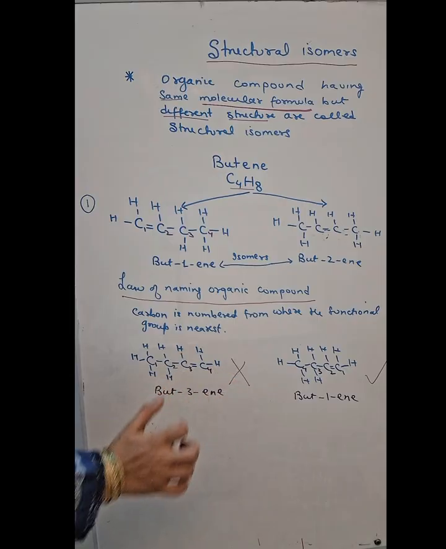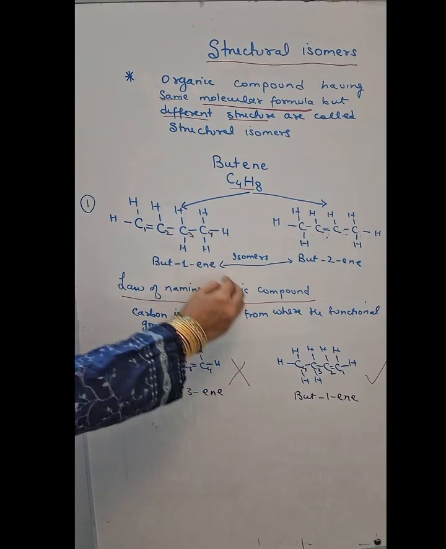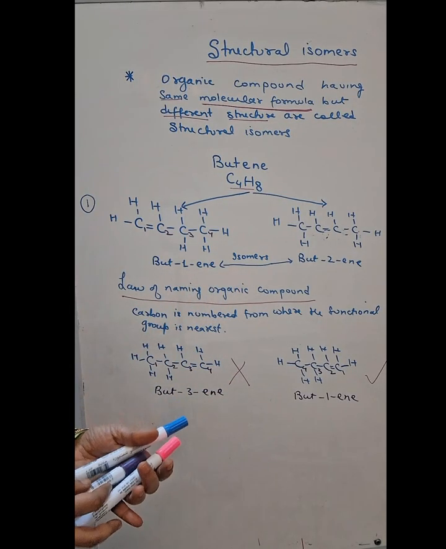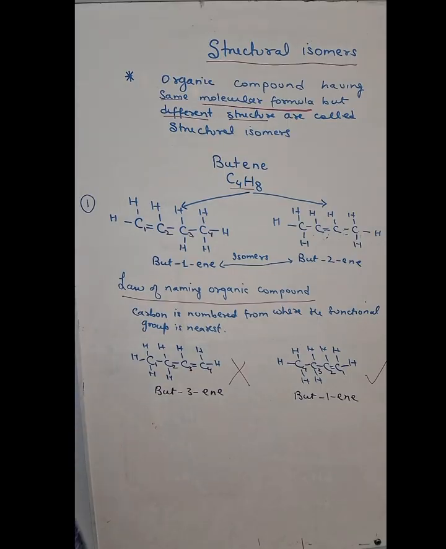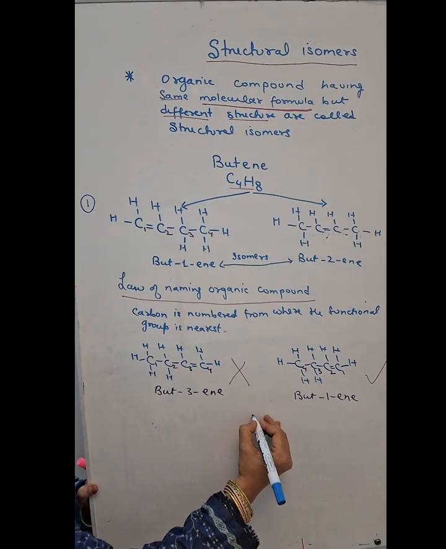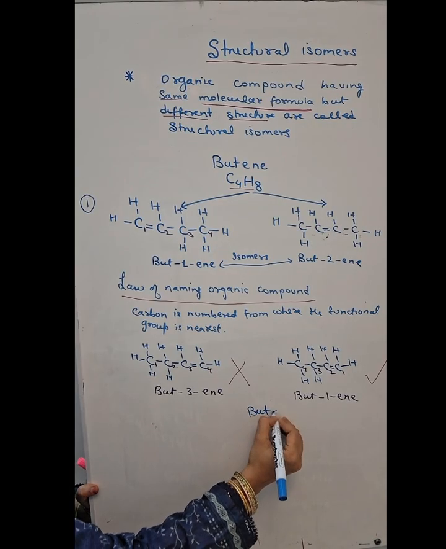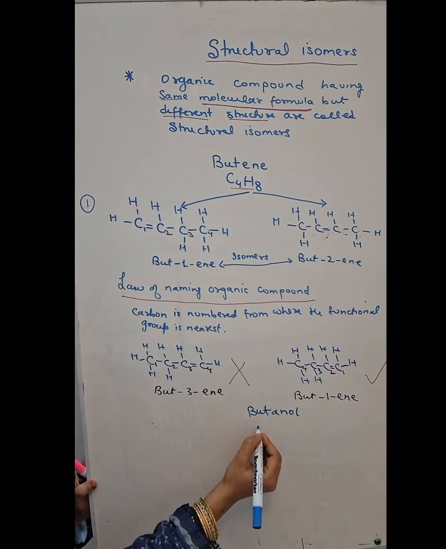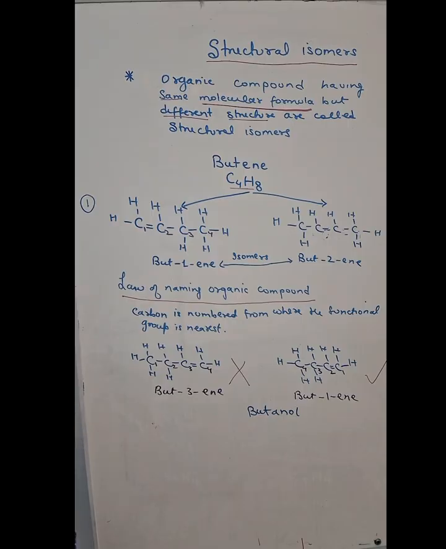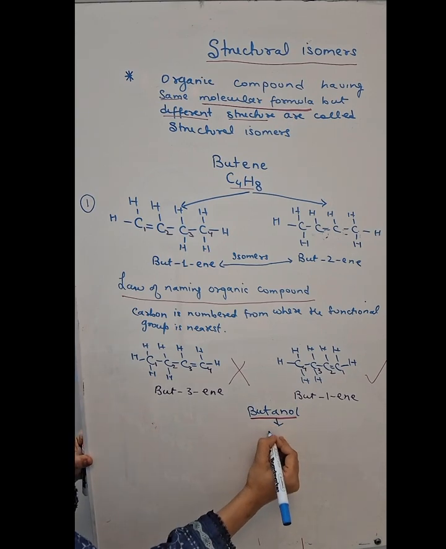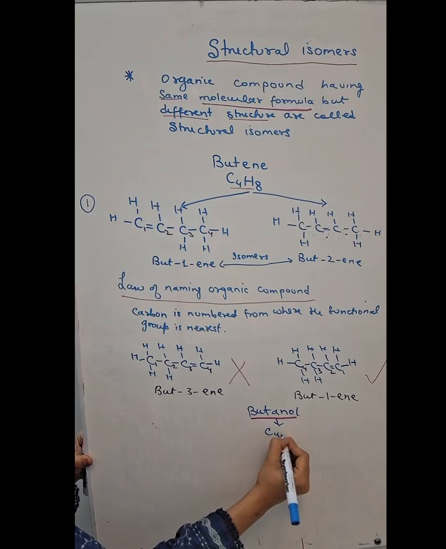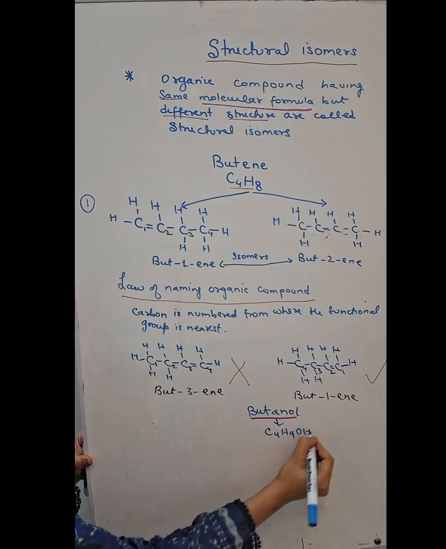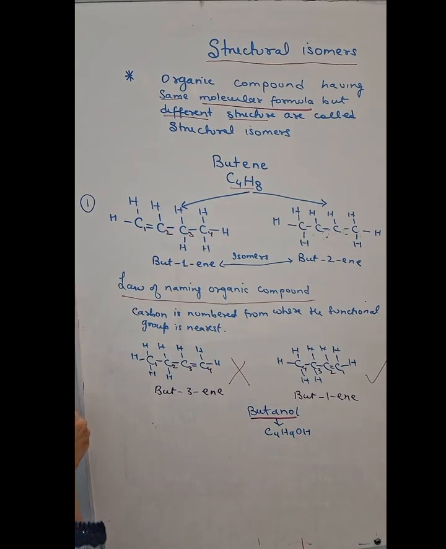So while naming organic compounds, we must know this law. One more example, then it will be more clear. Suppose butanol. Butanol is an alcohol with 4 carbon. So its formula will be C4H9OH. Same like alkene, we can draw 2 structures of butanol.